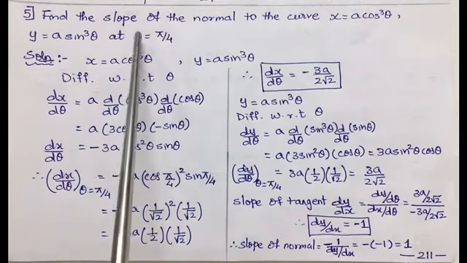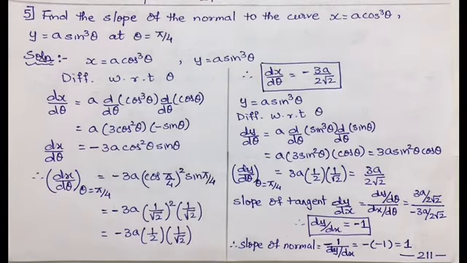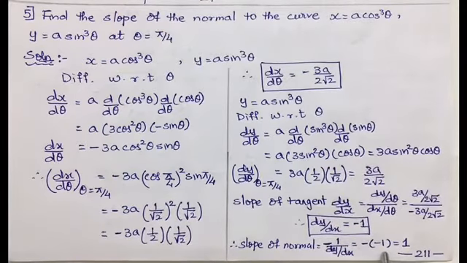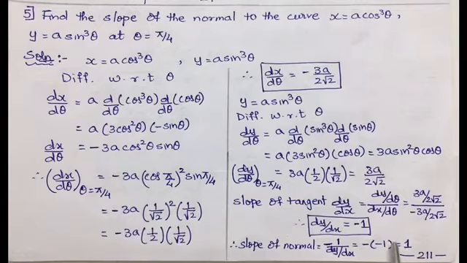But we have to calculate slope of normal. Now slope of normal is minus 1 upon dy by dx as it is perpendicular to tangent. So minus of minus 1. Dy by dx value is minus 1 and minus 1 is already there in the formula. So minus and minus 1 makes it 1 as the slope of normal.